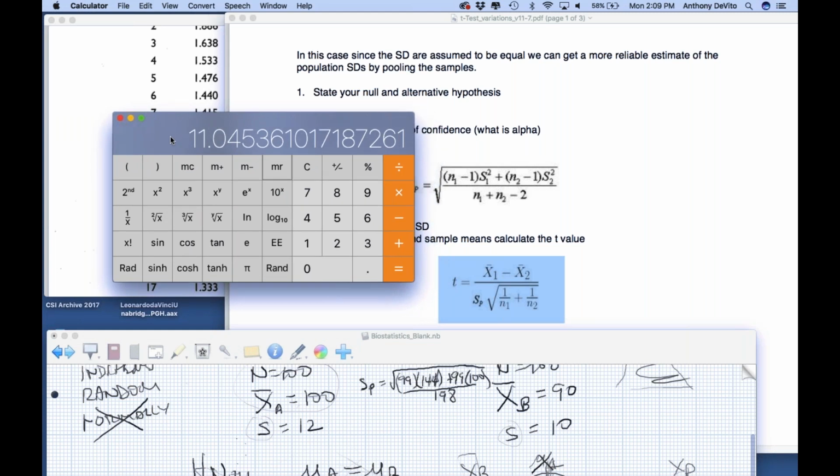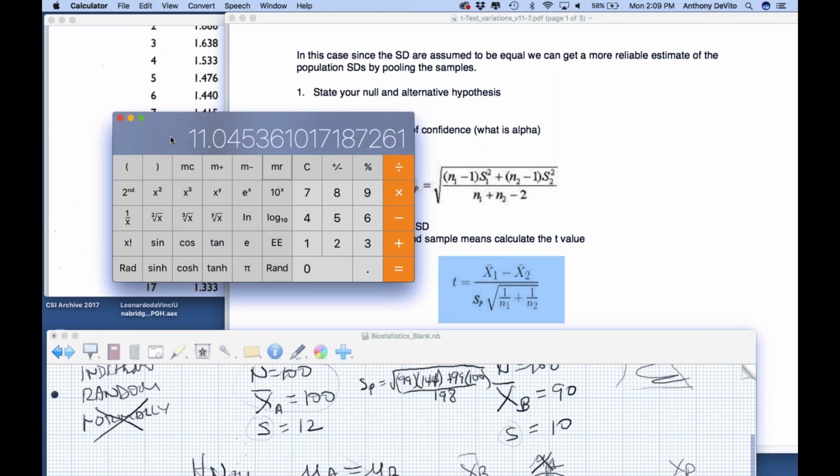What was the standard deviation of the first population? 12. What was the standard deviation of the second population? 10. The sample sizes were equal. What's the standard deviation we're going to use overall? 11, right? It's in the middle. It's a pooled standard deviation. By doing this, you make up for the fact that maybe the sample sizes aren't equal.